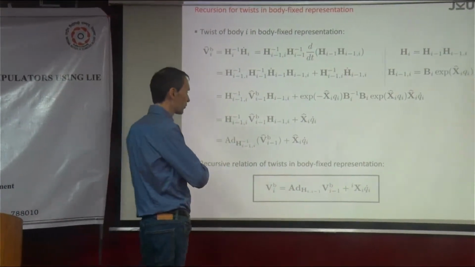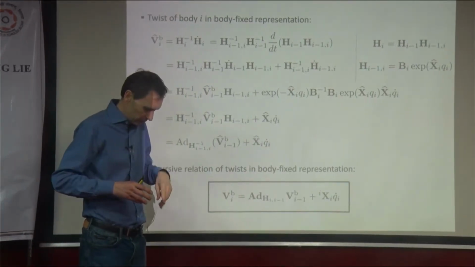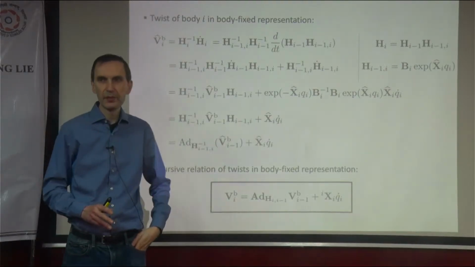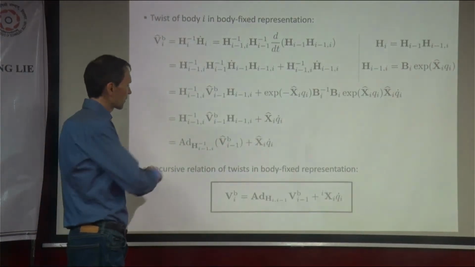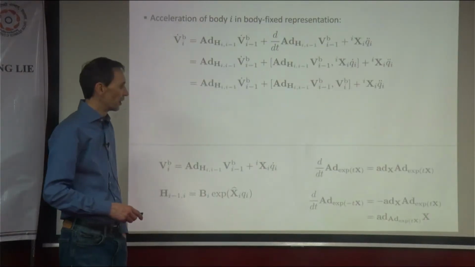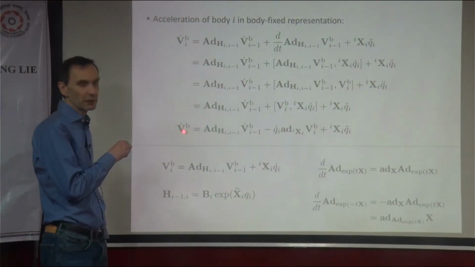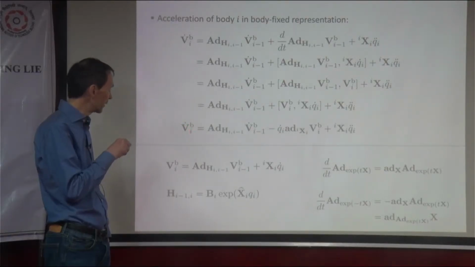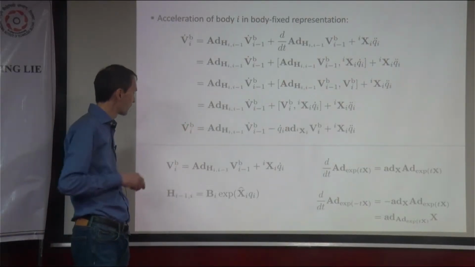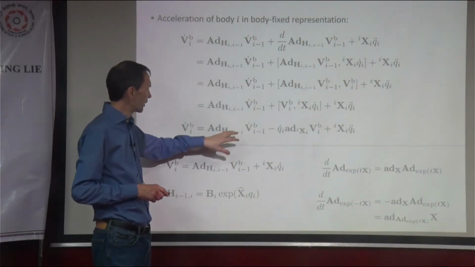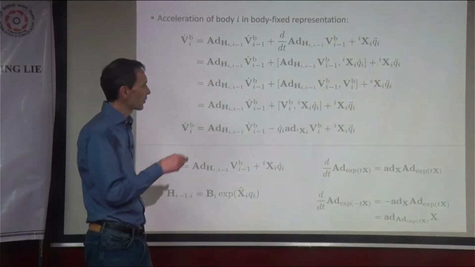I mean, there is of course lots of work going on in this efficient algorithms, but that is kind of a basic equation that you could use. Maybe just for completeness, there's also something for the derivative of v. So first of all, the derivative of vi, let's call it acceleration of body i, is of course the acceleration of body i minus 1 transformed again. But then there's much more on this.